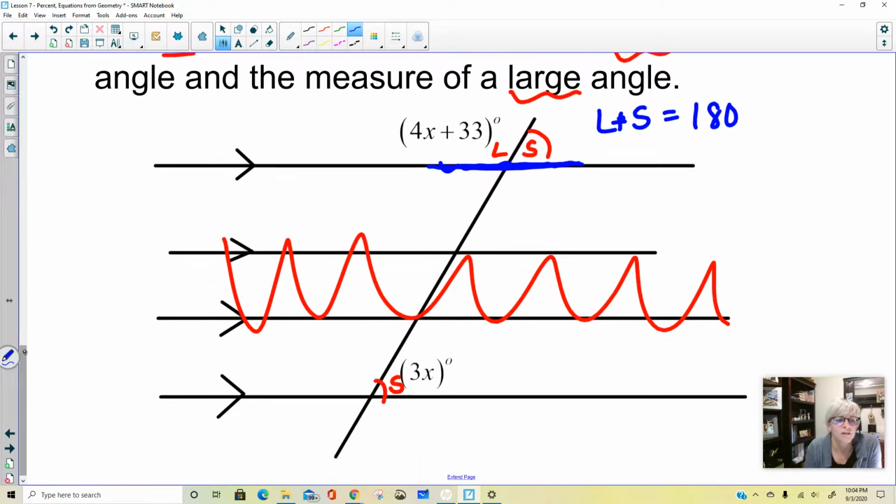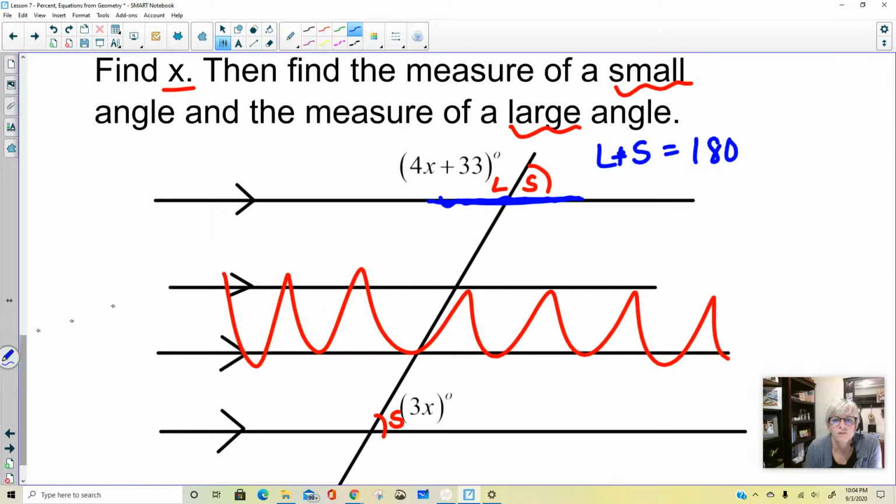Subtract 33 from each side. We get 7x equals 147. Does 7 go into 147? Gosh, I hope so. I think it does. Yeah, 7 goes into 14 twice and then into 7 once. All right, so here we go. Let's answer the problem. First, we needed to find x.